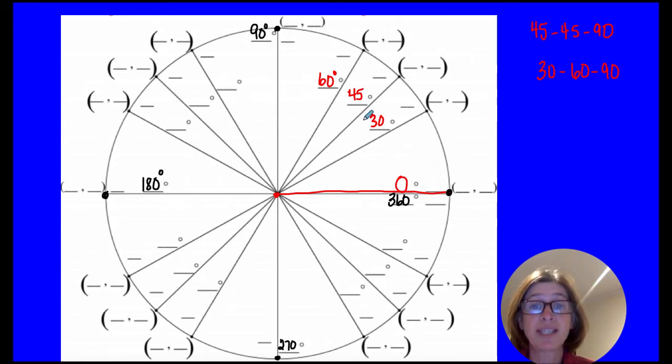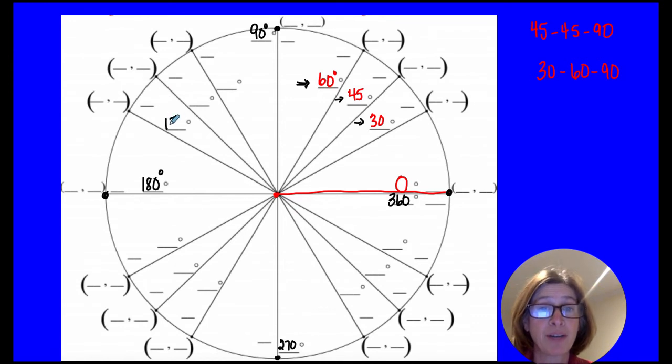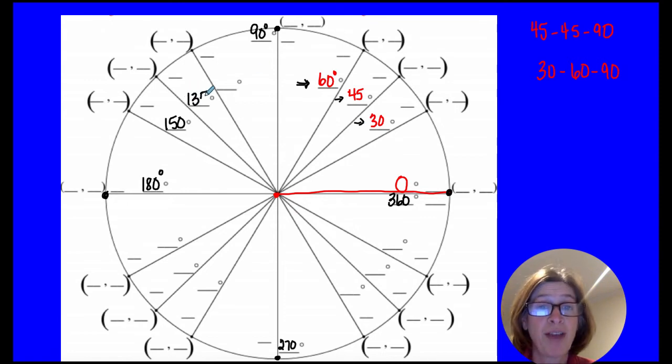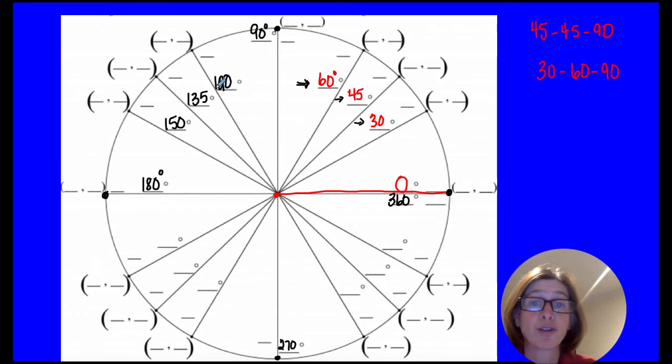Now, each of those is going to have a corresponding value or degree in each of the quadrants. But again, they refer back to 30, 45, and 60 degrees. So, for example, this one over here is 150 degrees. It pairs up with the 30 degrees. 30 is its reference angle. This one, 135 degrees. It refers back to the 45 degree angle. 120 degrees, it refers back to the 60 degree angle.